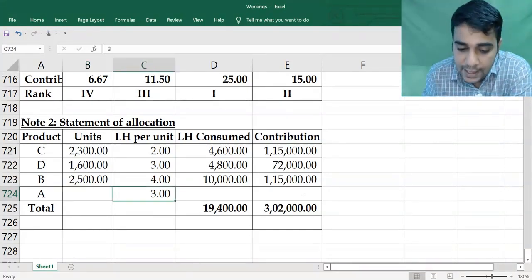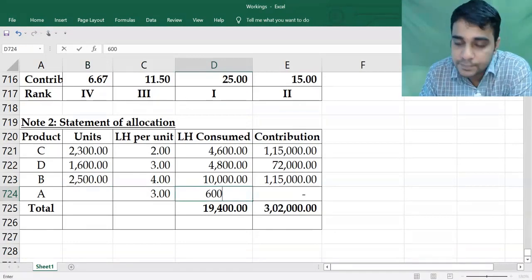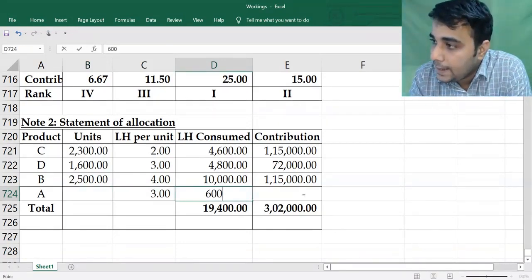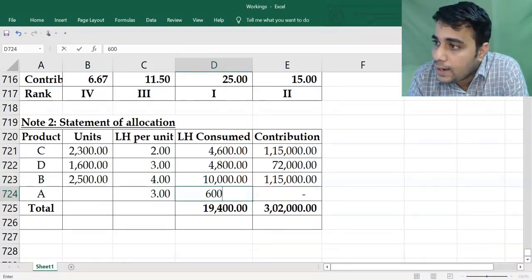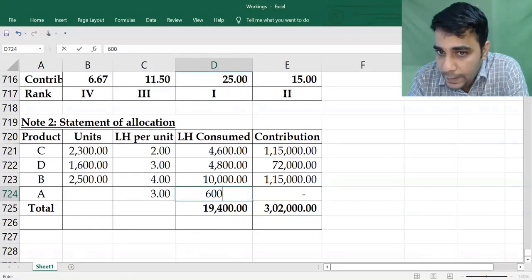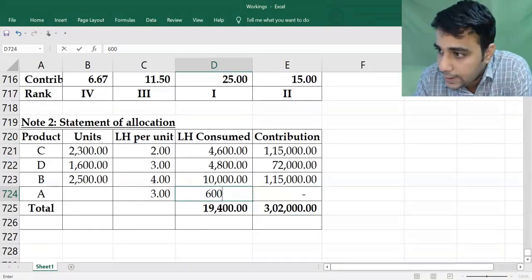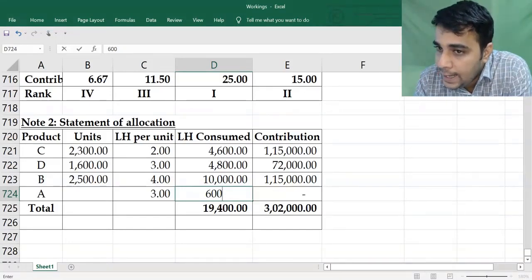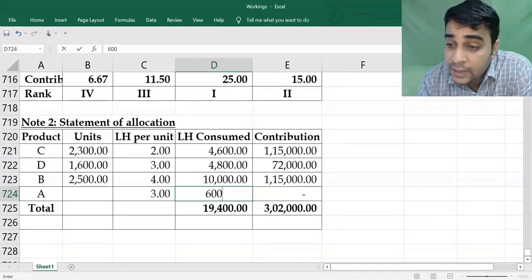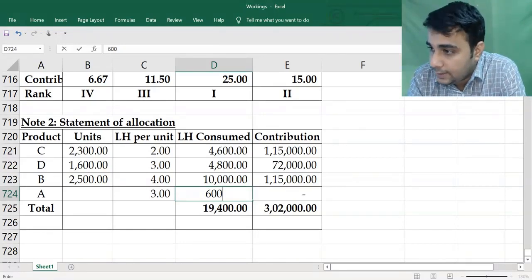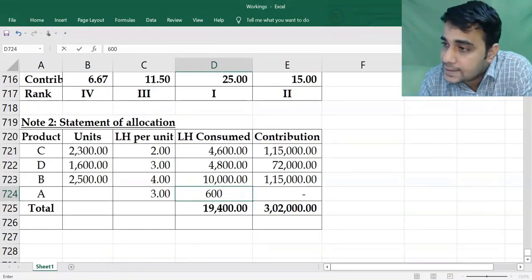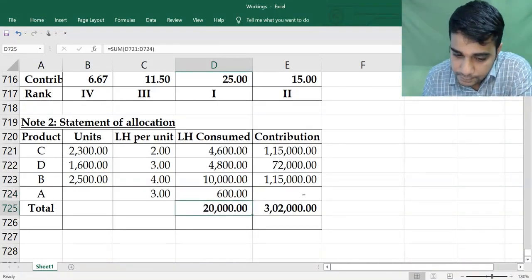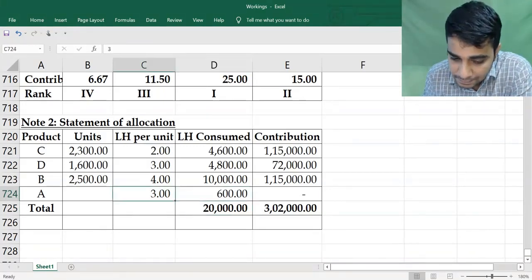Listen. LH consumed is the balancing figure. Our overall number should not exceed 20,000. So LH consumed for product A is the balancing figure. It could have been at product B or product D level, at any level. So for product A, 600 is the balancing figure.